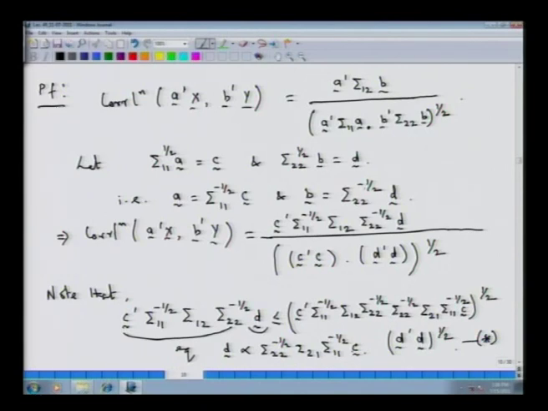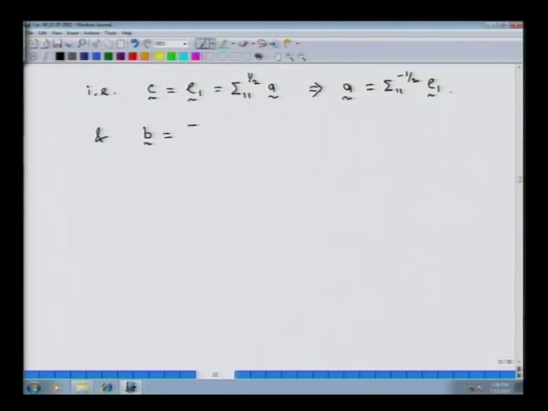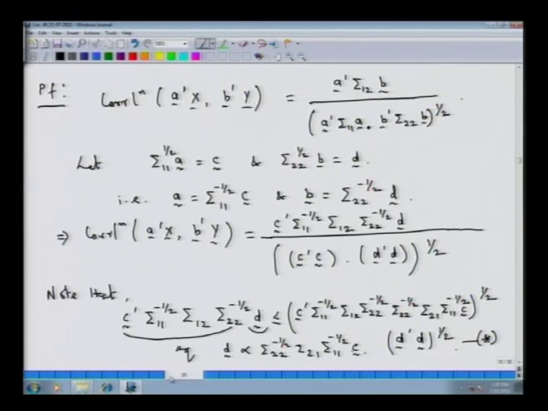And the b vector, which is connected with the d vector through b equal to sigma 22 to the power minus half times d, and in order to have equality we would require this condition that d is sigma 22 to the power minus half sigma 21 sigma 11 to the power minus half E1. So, we will have b equal to sigma 22 to the power minus half times sigma 22 to the power minus half, multiplied by sigma 21 sigma 11 to the power minus half times this E1. Now, this entire vector is what we are going to call F1. Look at the result statement here.